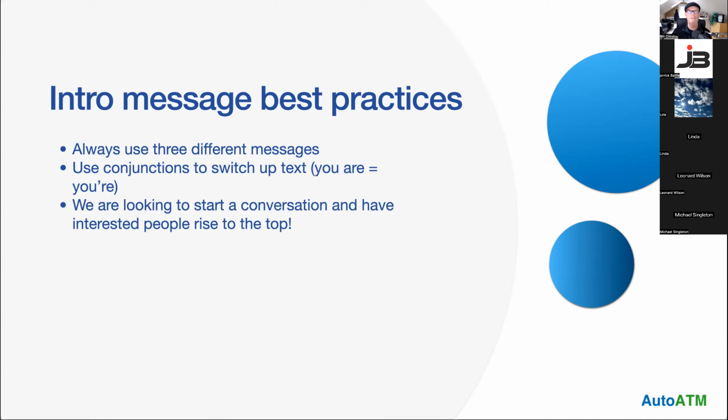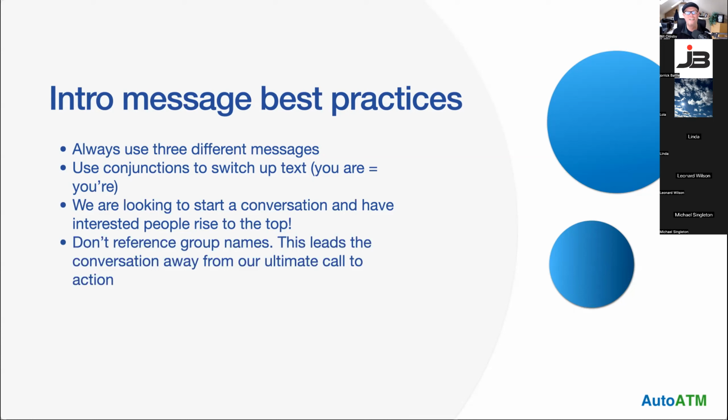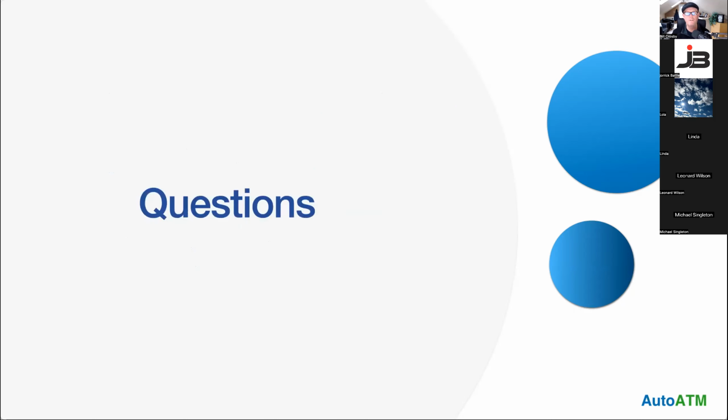And again, we're looking to start a conversation and have interested people rise to the top. So that's the whole purpose of this first message: starting a conversation and seeing who's interested. Much more effective way than what I was doing manually. And again, don't reference group names. This leads our conversation away from our ultimate call to action. So that's really, really important. Keep those group names out of that first message.